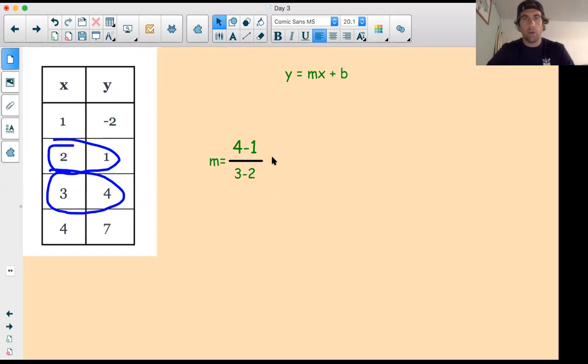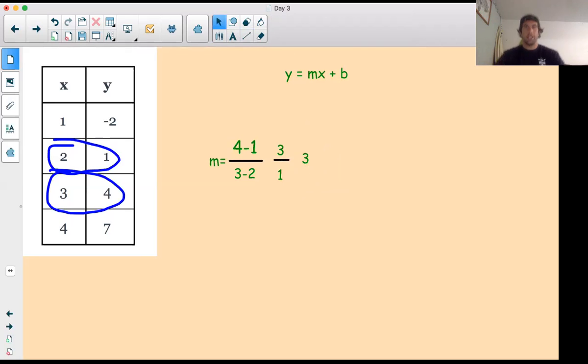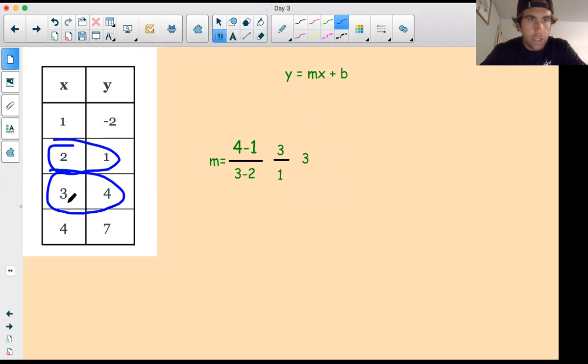Now what's 4 minus 1? 3. Over what is 1? 3 minus 2 is 1. And guys, what's 3 divided by 1? 3. So my slope is 3. Pretty easy. Look what I did. I used the formula by going back a couple pages. I circled 2 points, x and y value. I took the y's first. I subtracted 4 minus the 1, the second minus the first, over the 2 x's, 3 minus 2.